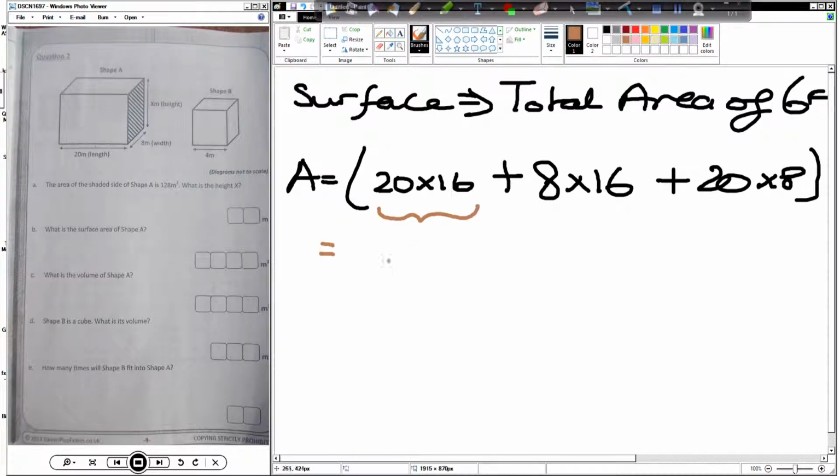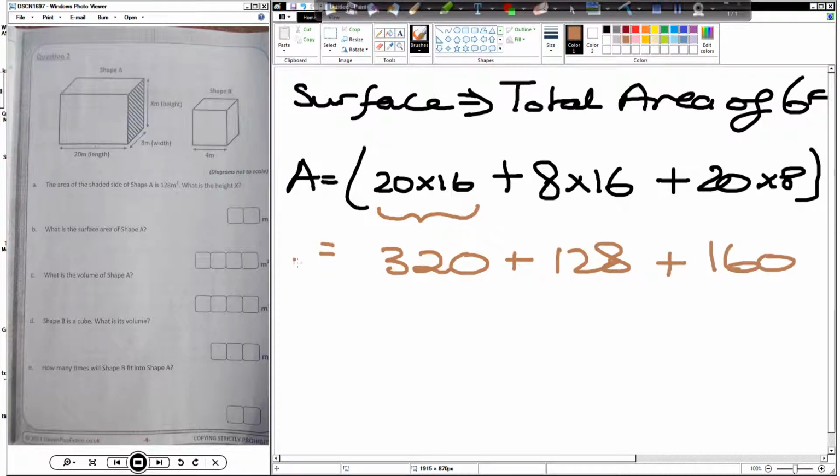So 20 times 16 is equal to 320. 8 times 16 will give you 128. 20 times 8 will give you 160. So the area of all of that, 320 plus 128 plus 160.